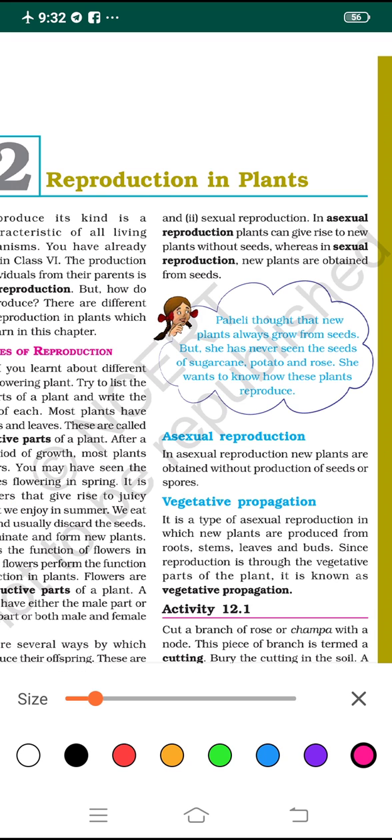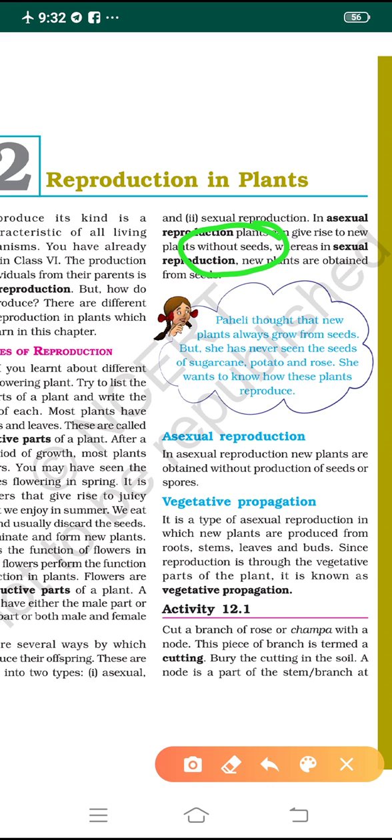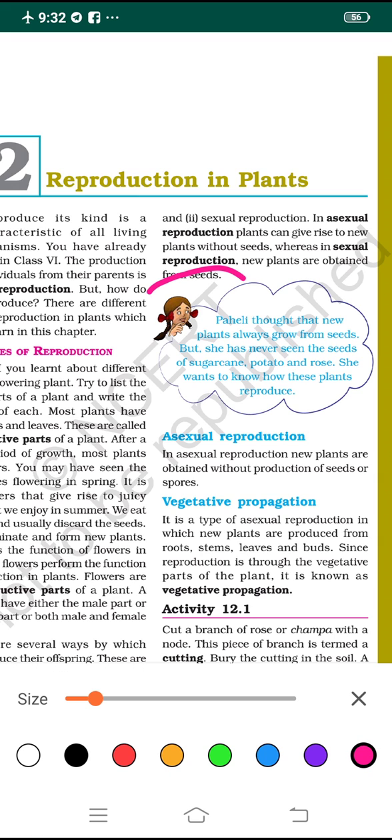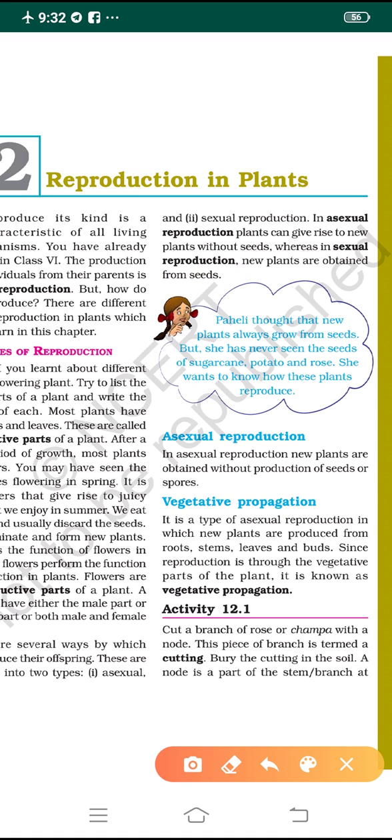So what is asexual reproduction? In asexual reproduction, plants give rise to new plants without seeds, without the involvement of seeds, without putting the seed into the soil. That is asexual reproduction. Whereas in sexual reproduction, the new plants are obtained from seeds. Seeds help in the reproduction, hence such reproduction is called sexual reproduction. The reproduction which takes place in plants without seeds is called asexual reproduction.